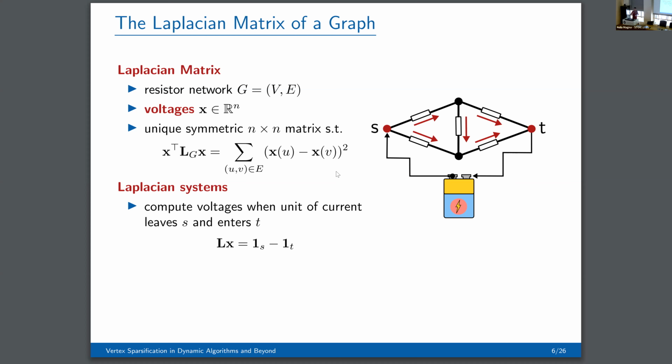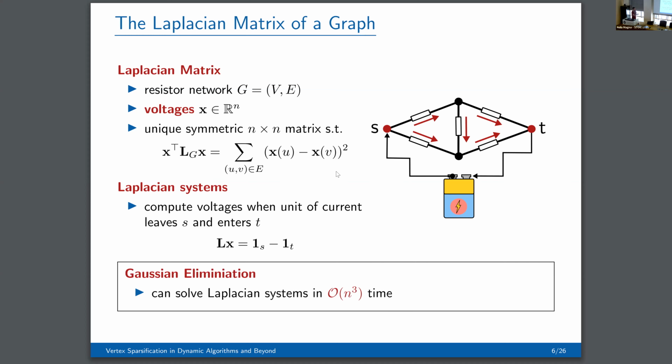Okay, so there are many definitions. One way I would like to view it is as follows. I give you a graph, and you can view it as a resistor network. Let's say I have voltages on the vertices, just an n-dimensional vector on the vertices. And I define the Laplacian to be the unique symmetric n by n matrix that realizes the following quadratic form. There is also the very famous notion where you take the degree matrix and the adjacency matrix and subtract one from the other. Okay, so why are Laplacians useful?